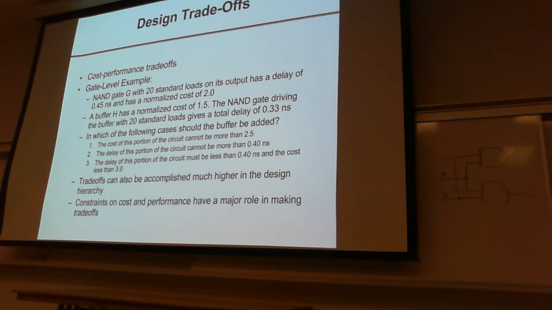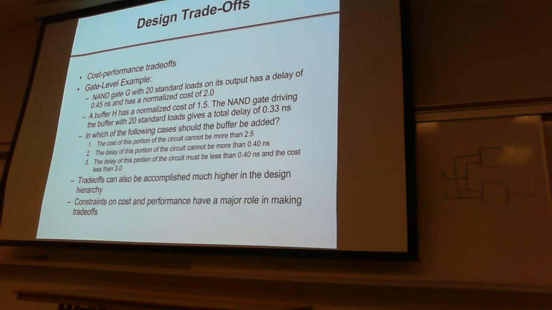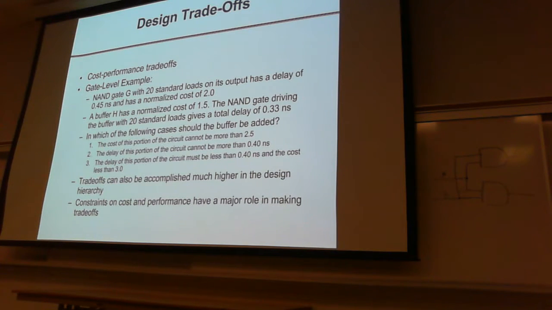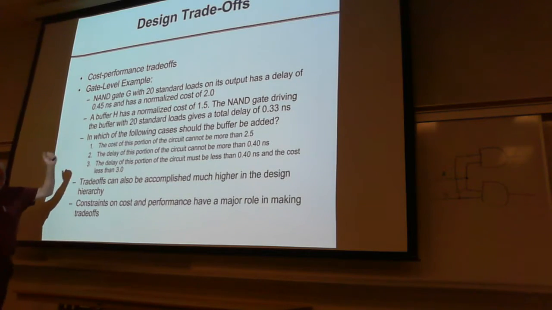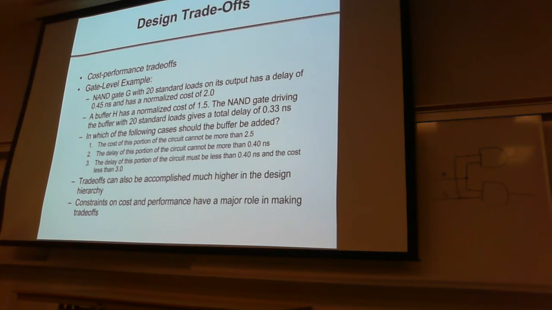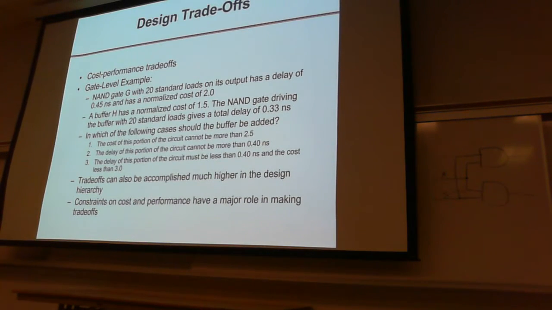Okay, so the question then comes up: which of these three cases that you see up here should be satisfied when I'm adding this buffer? The cost of the circuit cannot exceed 2.5, or the delay can't exceed 0.4, or the delay of the circuit must be 0.4 nanoseconds and cost less than 3. Right? What do you think?